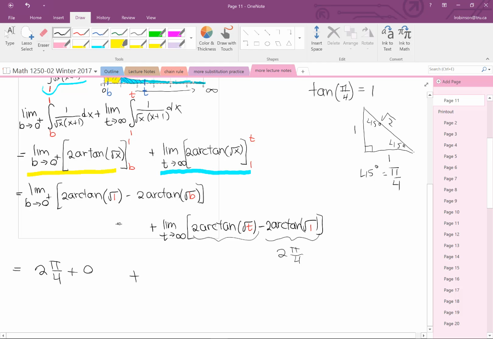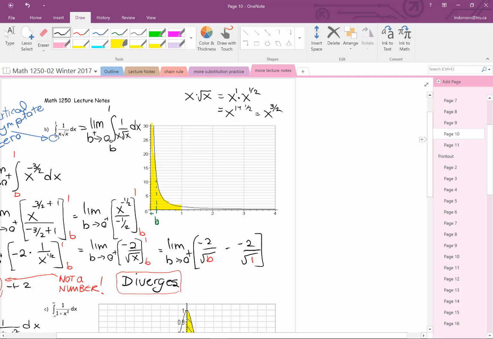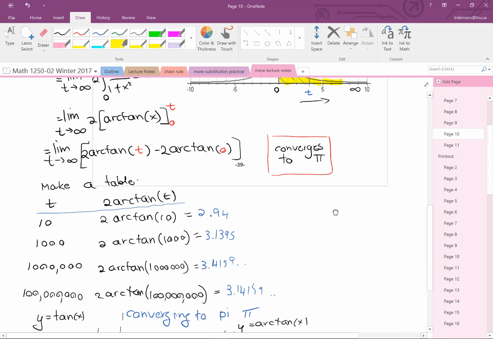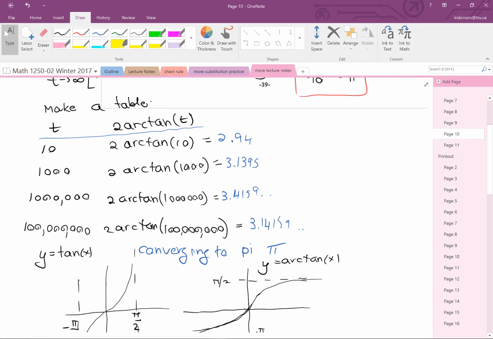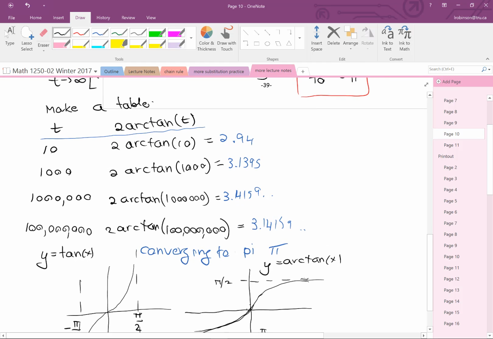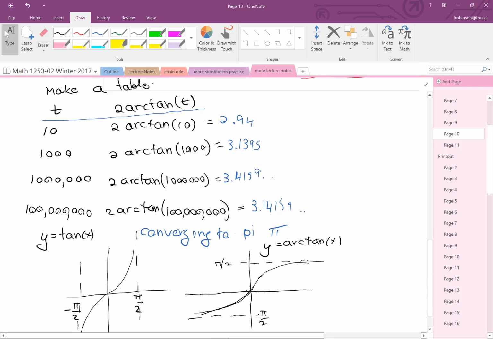But remember, we saw an example like this yesterday, where we had the limit as t goes to infinity of arctan t. Well, as t goes to infinity, the root of t is also going to infinity. And remember, we saw this yesterday, that when t goes to infinity, arctan of t goes to pi over 2. And you can make a little table if you're not sure. And even if you didn't recognize that it was pi, you could always just put in a decimal approximation.